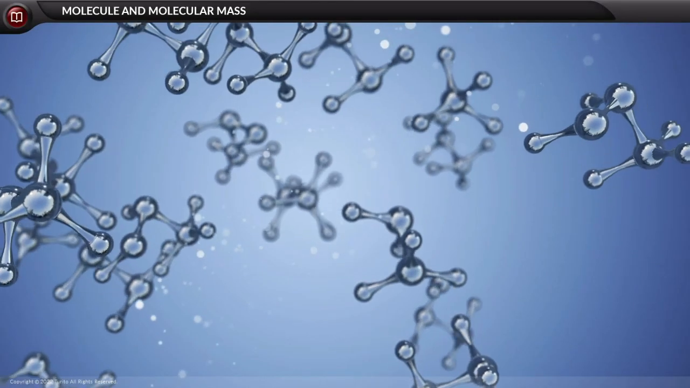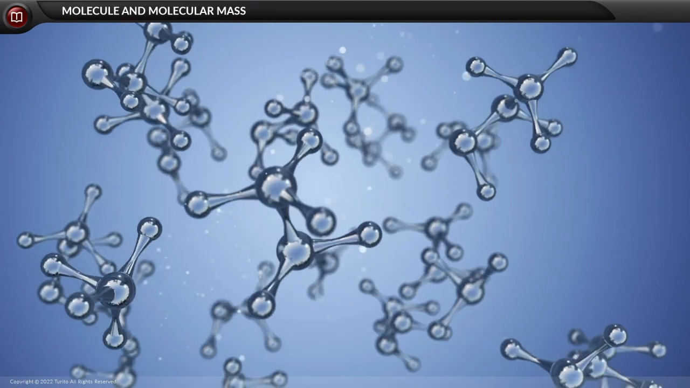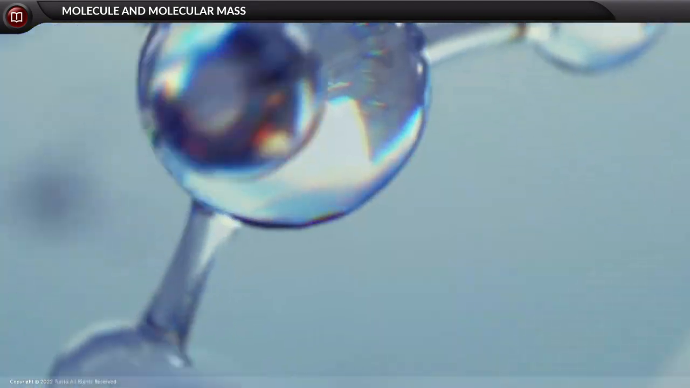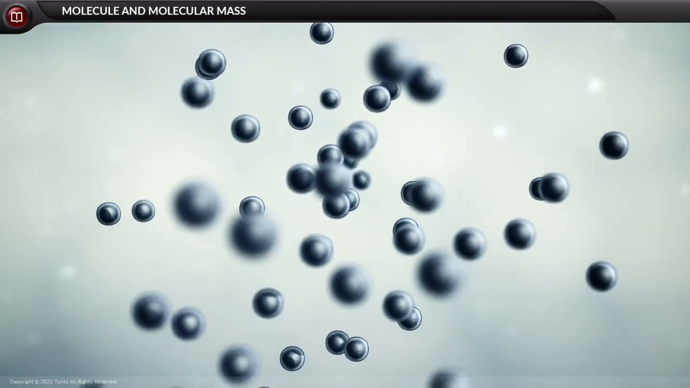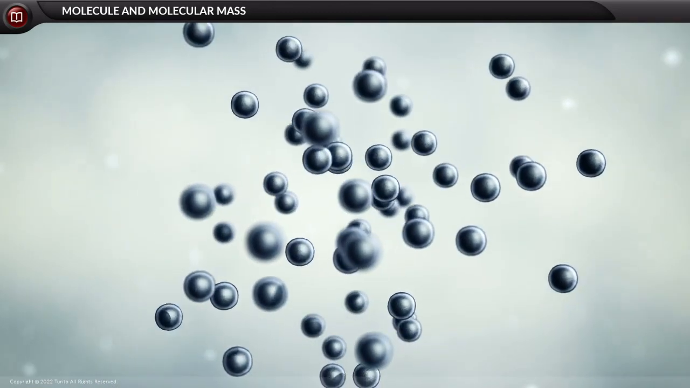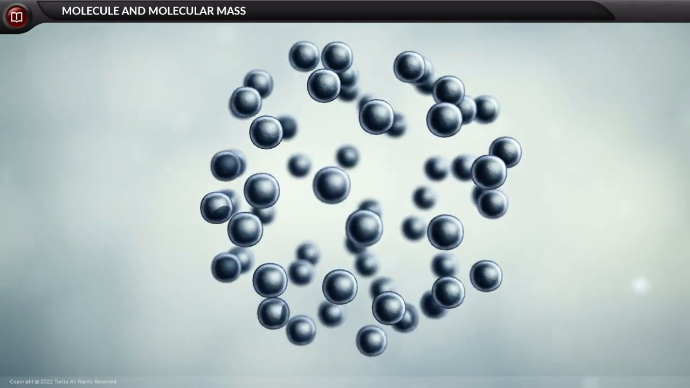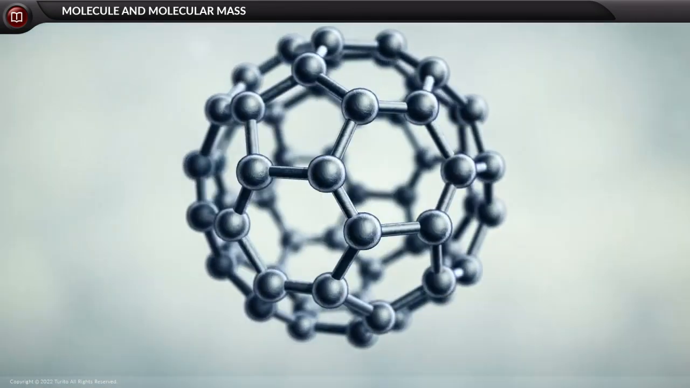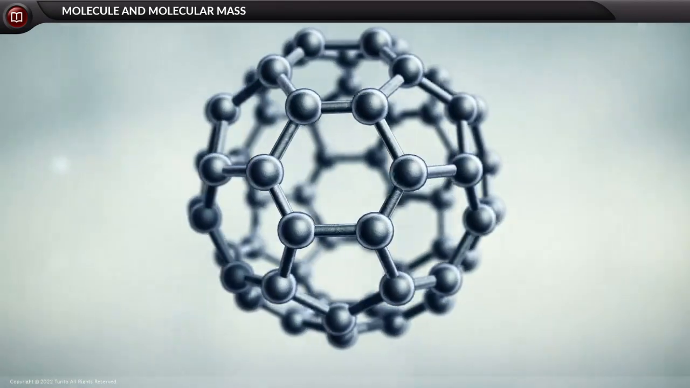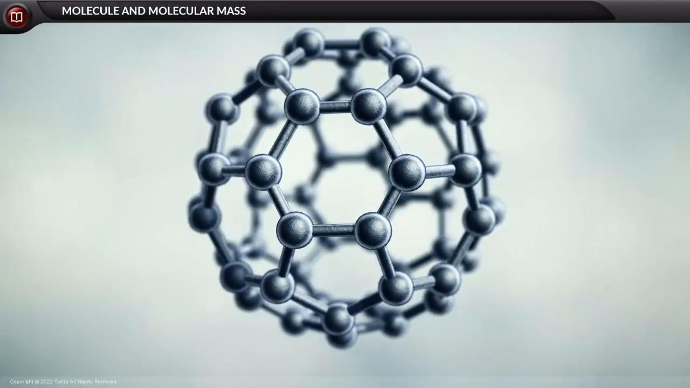Hello students. Today we will learn about the molecule. In a chemical reaction, the elements are always represented in their molecular form. A molecule is electrically neutral, usually represented as a group of atoms held together by chemical bonds. It is the smallest entity that can exist independently.